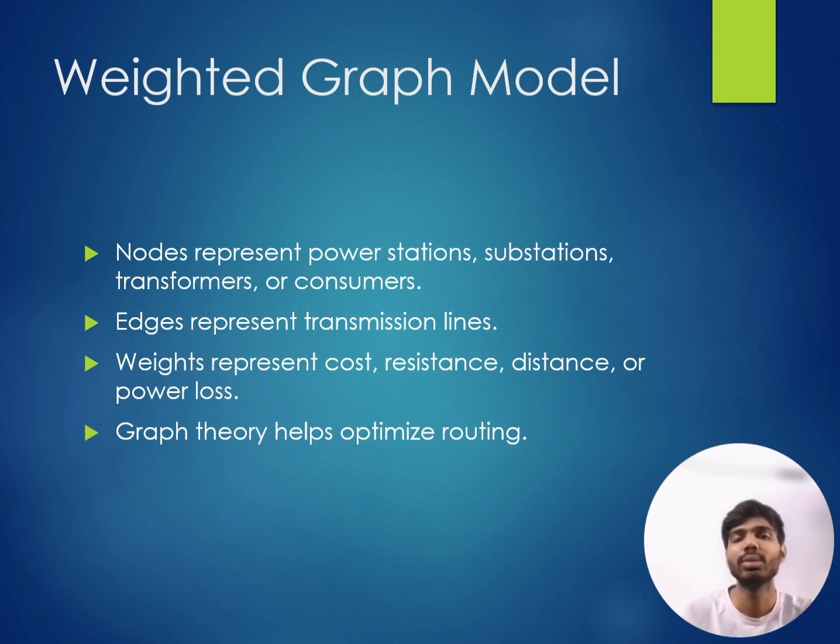And the third is the most important part in our presentation, that is weights. Each edge is given a weight. This weight is a number that can represent anything we want to measure, like the cost of sending power, or the actual distance between the nodes, the resistance in the line, or as we are focusing on today, the amount of power lost during transmission.